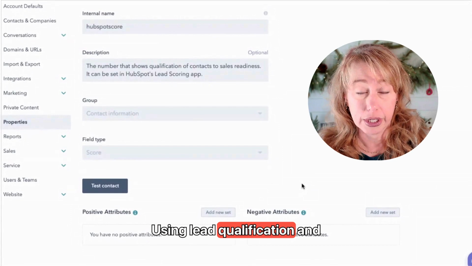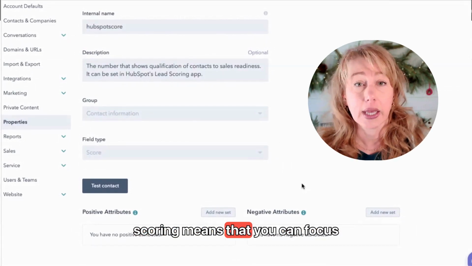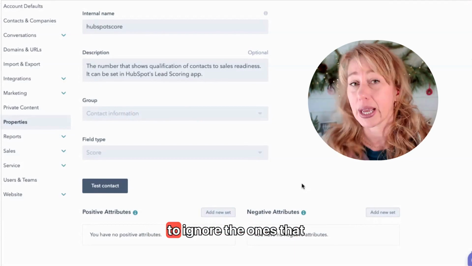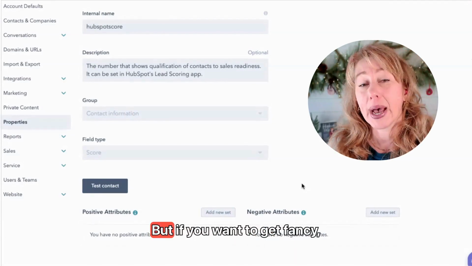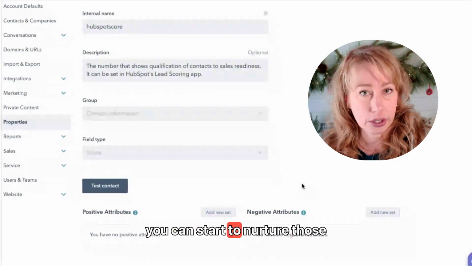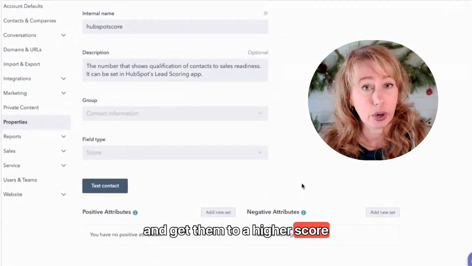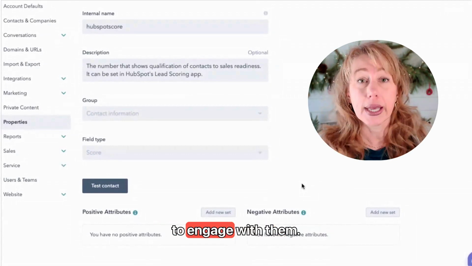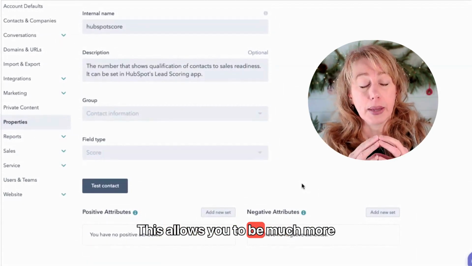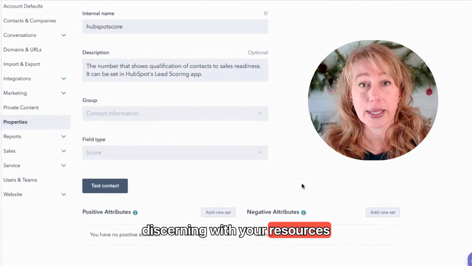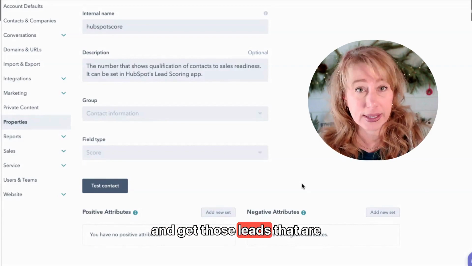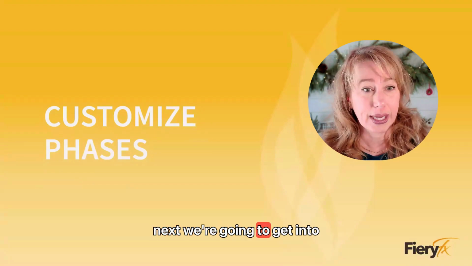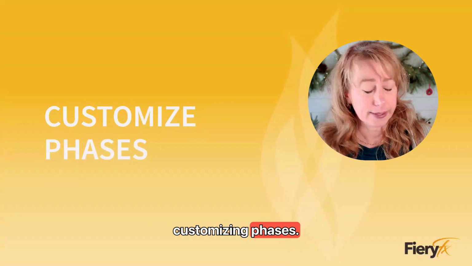Using lead qualification and scoring means that you can focus your time and attention, know which leads to address first, and it's not like you're going to ignore the ones that have a lower score, but if you want to get fancy, you can start to nurture those and get them to a higher score before you spend resources, like a salesperson calling them, to engage with them. This allows you to be much more discerning with your resources and get those leads that are hottest on the phone first.